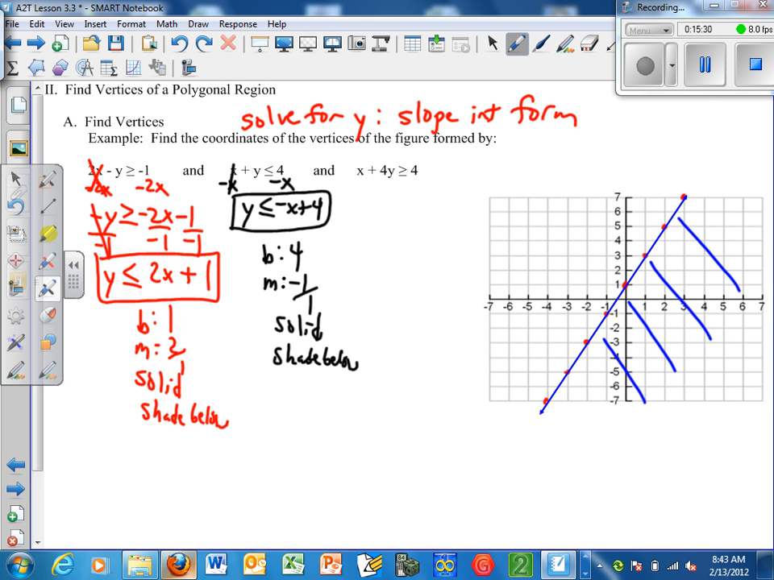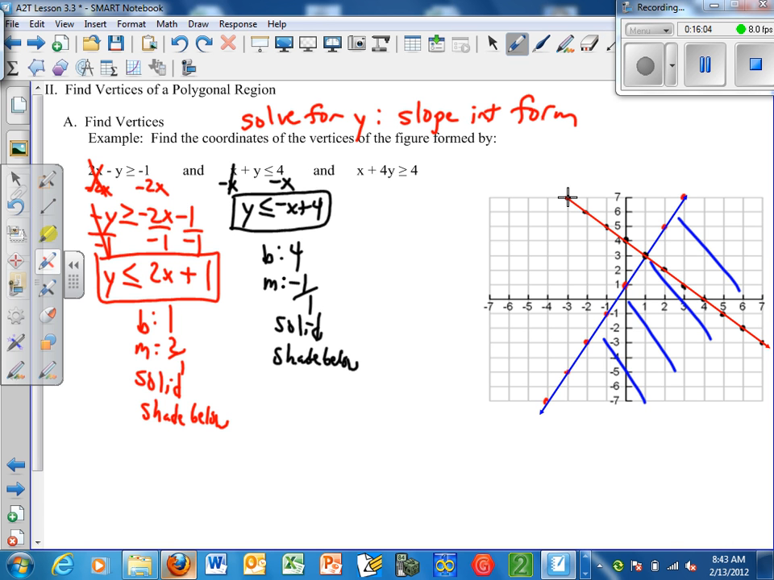So let's graph that one. The y-intercept is 4. Down 1, right 1 would put us right on that red point. Down 1, right 1. And we're going to draw a solid line. So let me grab a line here. Let's do this one in red. Right there. And let's shade that in red.